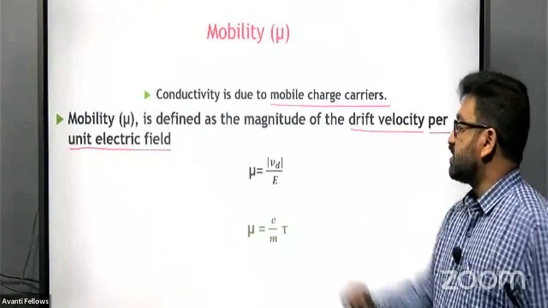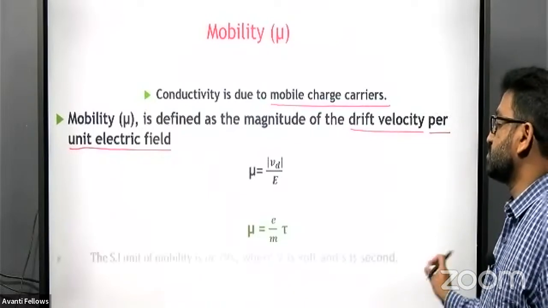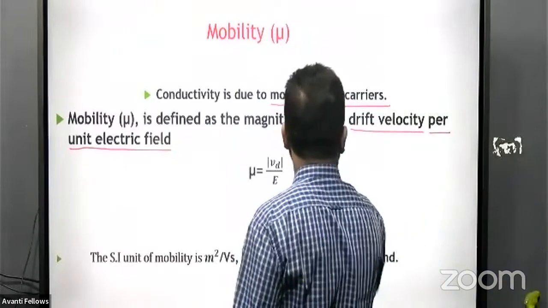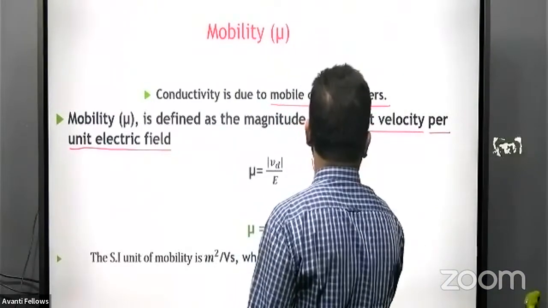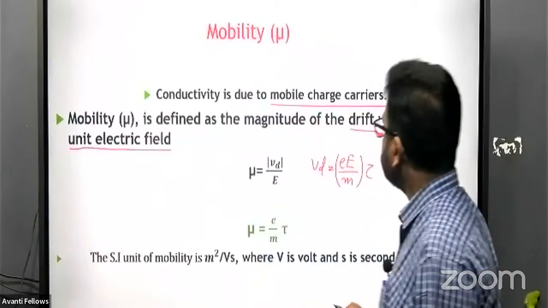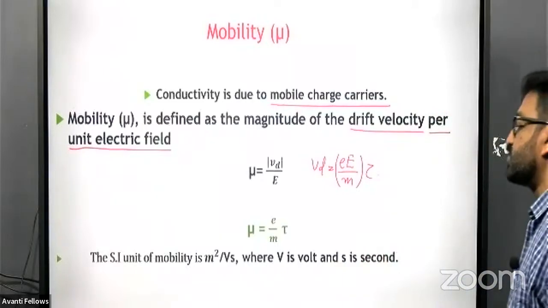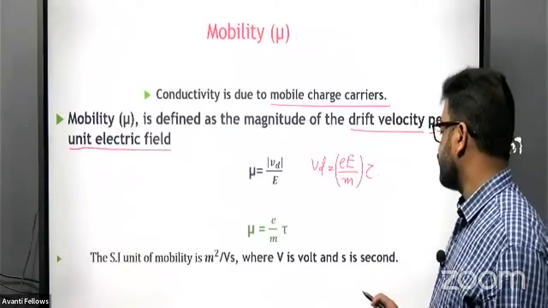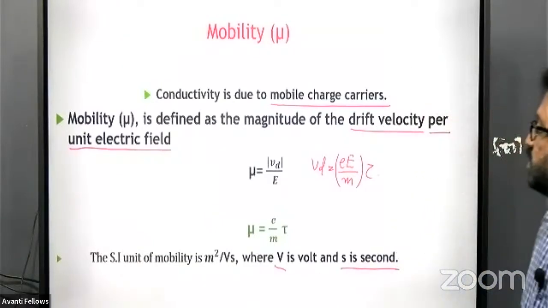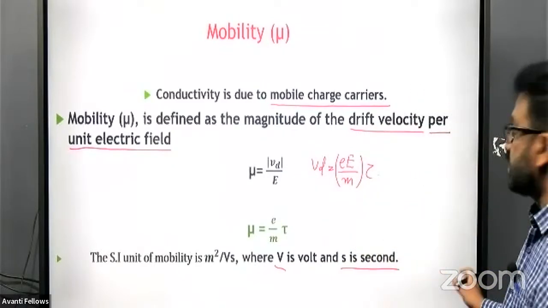Then Vd can be substituted here, and the unit of mobility is meter square per volt second, where V is volt and s is the second. So you substitute the value of Vd and you will get the value of drift mobility.